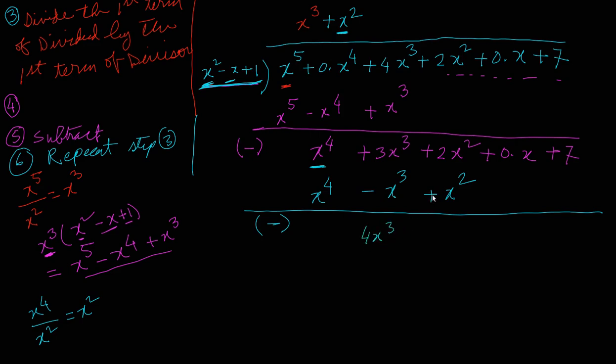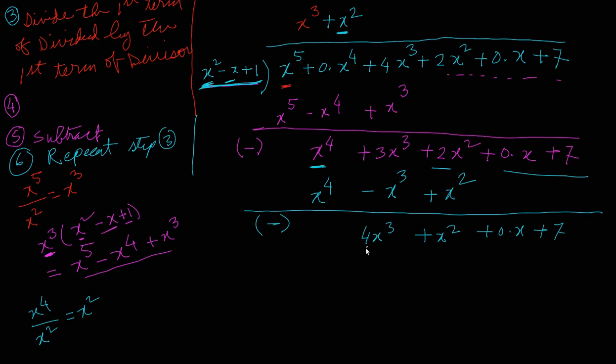Then this positive x square is going to be negative x square. So positive 2x square minus x square becomes positive x square. And then I'm going to write down the other two elements: 0 multiplied by x plus 7. So I am done with this step. Now again it is going to be a loop.